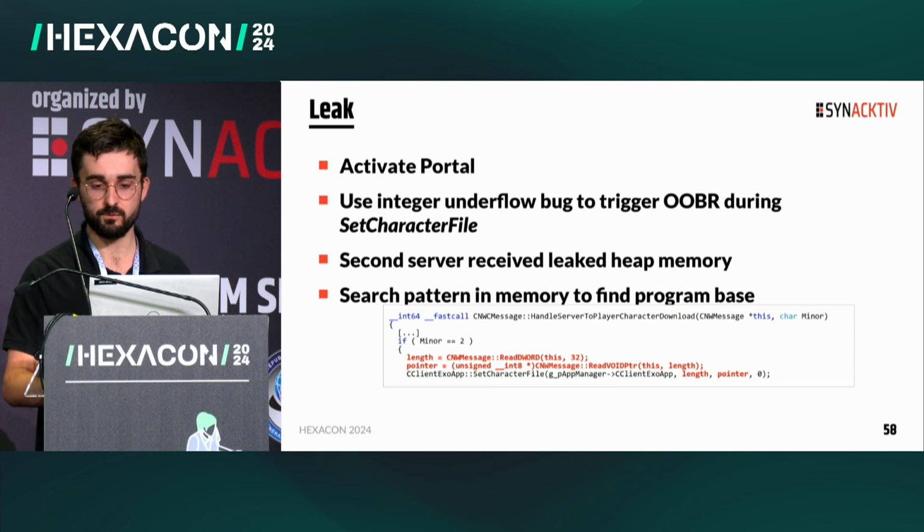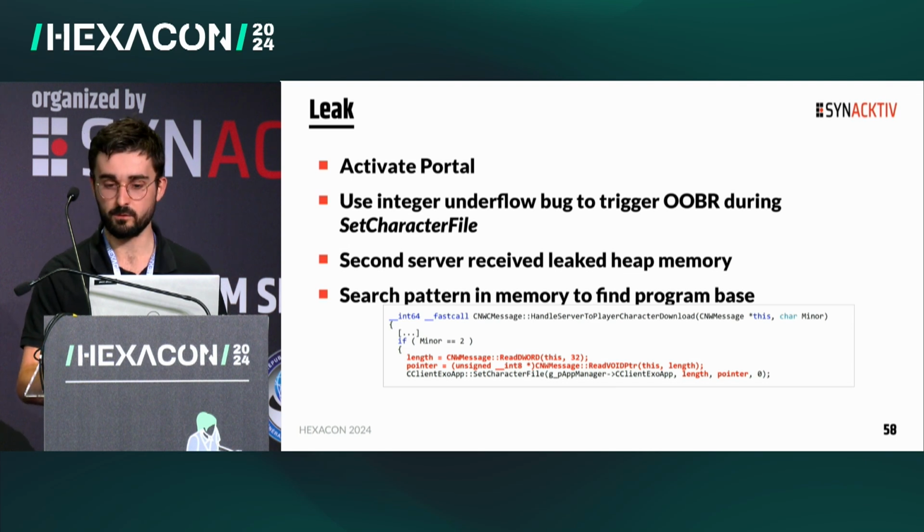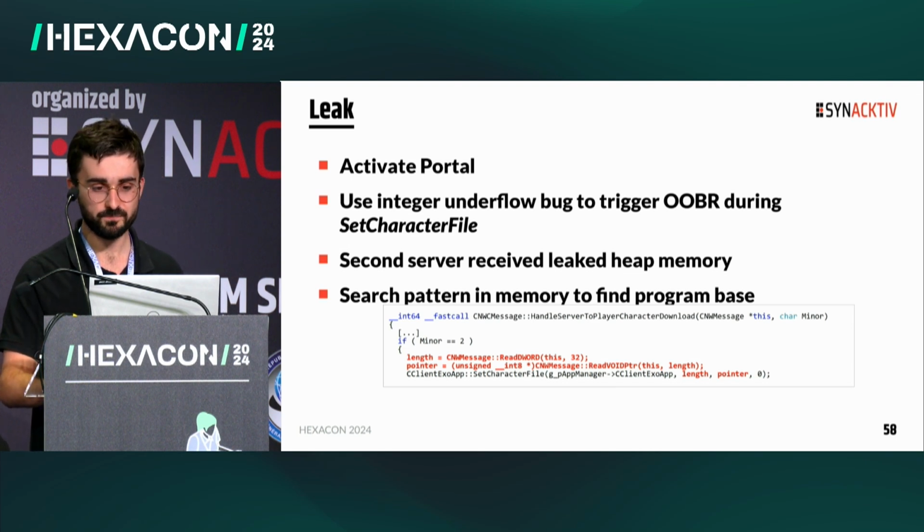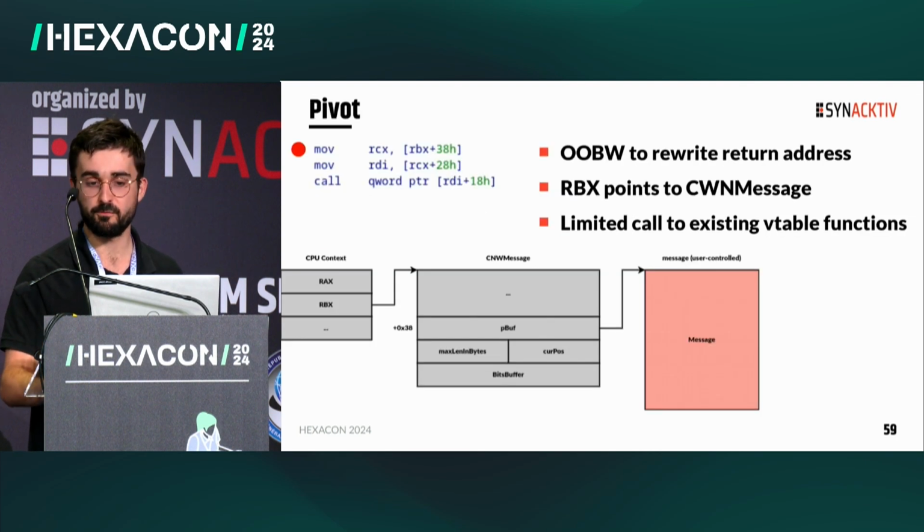And now we just have to search for a pattern in heap memory to find a function pointer or a table address, and we get the base address of the program. With this information, we can exploit the first vulnerability to rewrite the return address.